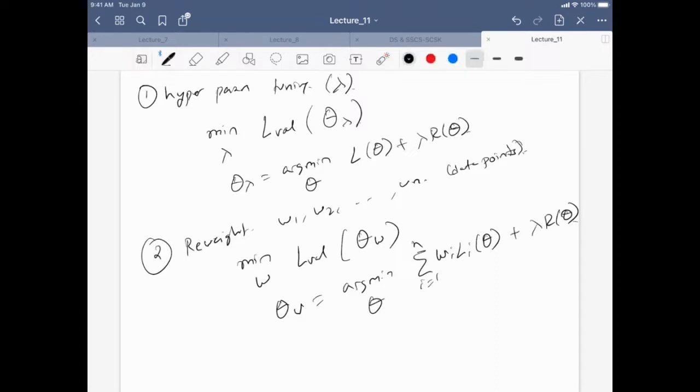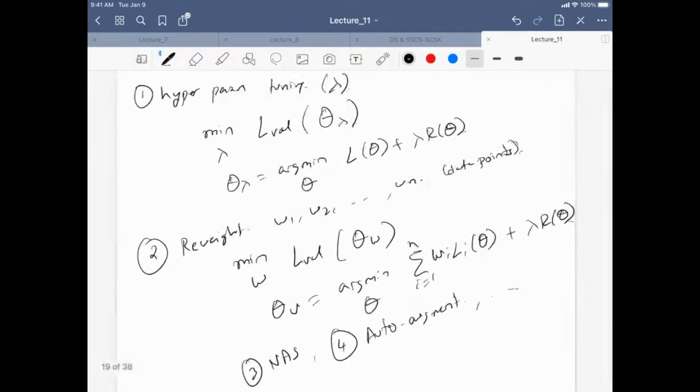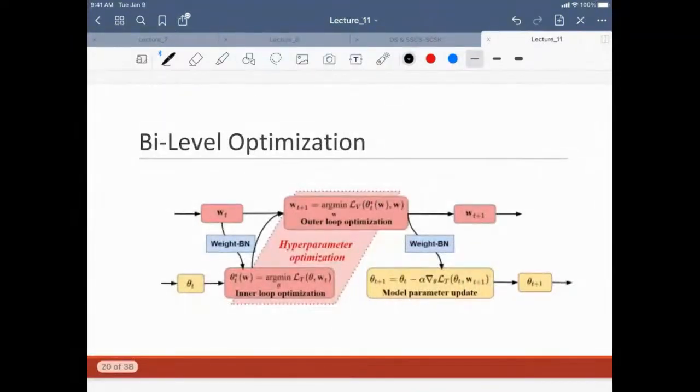In fact, bi-level optimization is very powerful. There are other examples like network architecture search based applications, where you can pose this as bi-level optimization. You can do auto augment, and so on and so forth. So there are several interesting applications coming up now where it would require a form of bi-level optimization. Okay, so this is bi-level optimization.